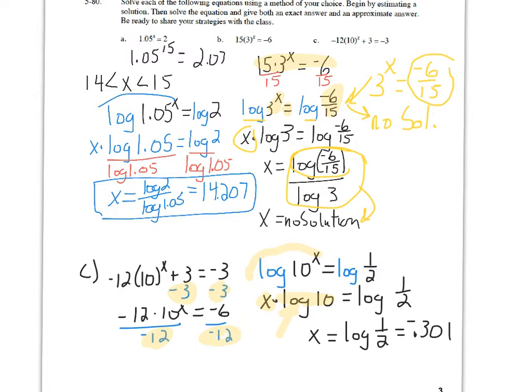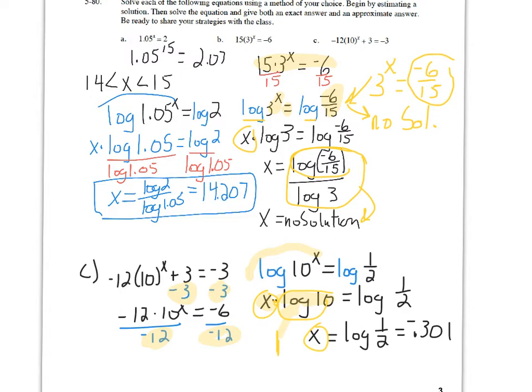So that number right there is really 1 times x gives me x equaling the log of 1/2. Take the log of 1/2 in your calculator and get a negative 3.01.